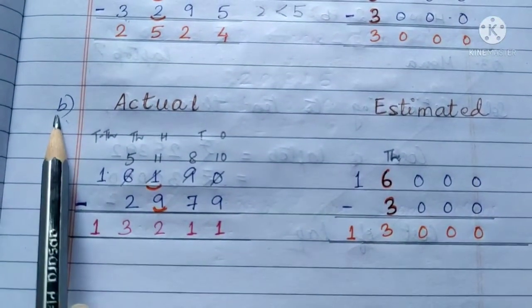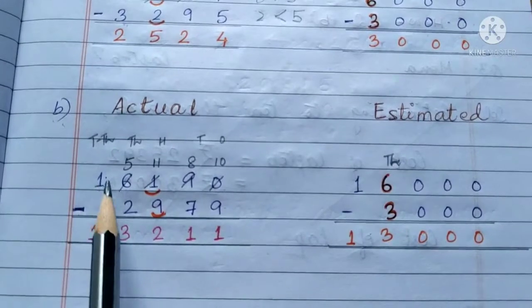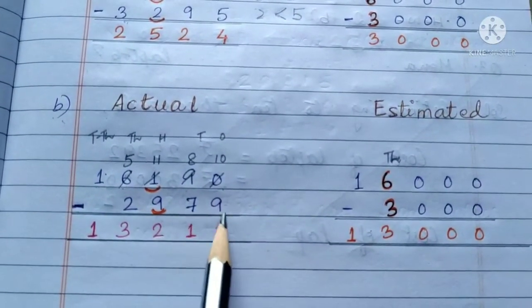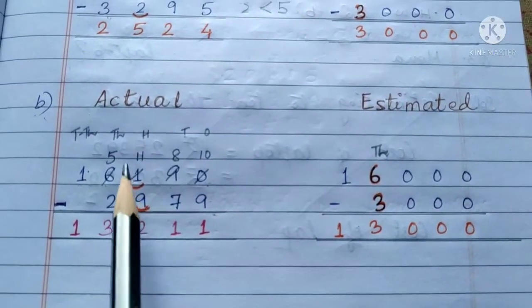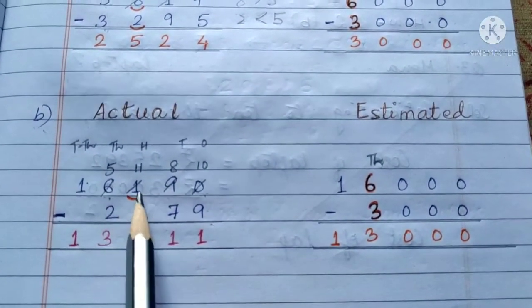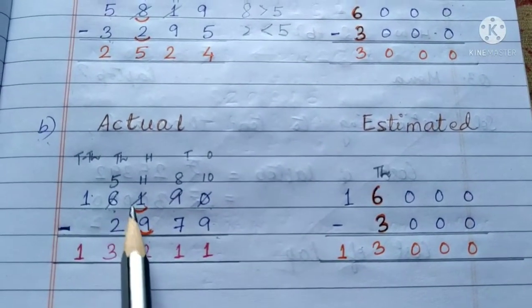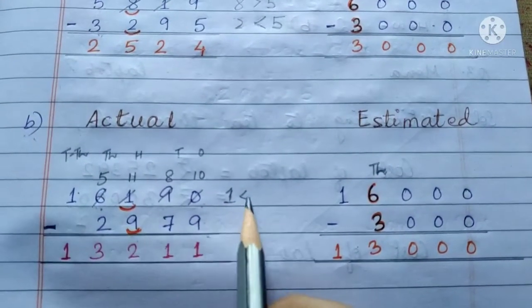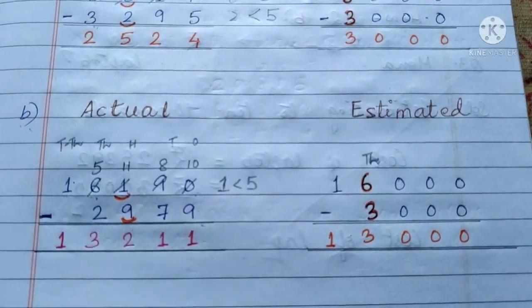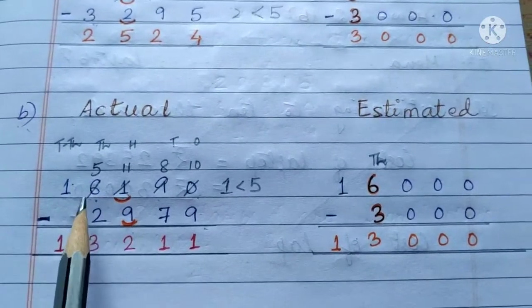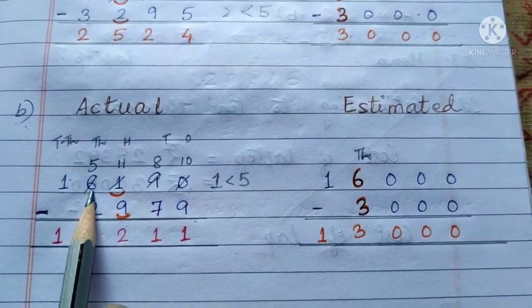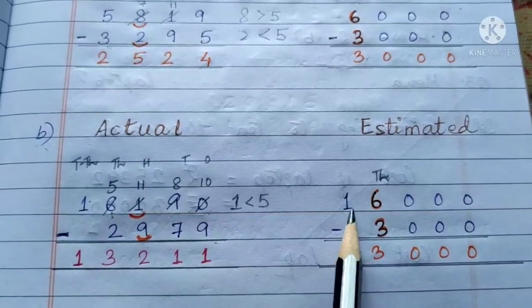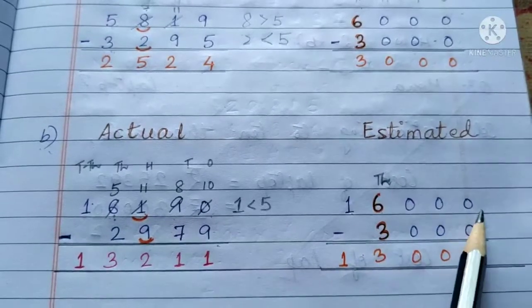Now let us look at another example. Here the minuend is 16,119. Subtrahend is 2,979. So to round off to the nearest thousands, we check the digit at the hundreds place. Here it is 1. 1 we know is less than 5. So what will happen? 6 will remain unchanged. So 16,119 is rounded off to the nearest thousands as 16,000 only.